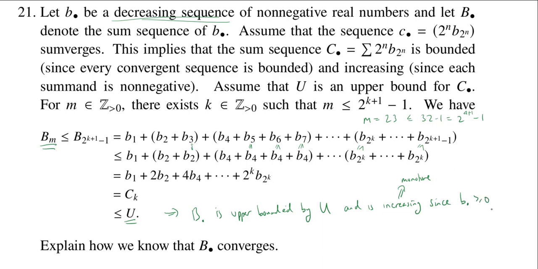And look, if I have an upper bounded increasing sequence, I'm just done, right? This implies by the monotone convergence theorem that B dot converges. Like, that's the whole thing, right? Oh my gosh, we had to read all that, and then it just turns out it's just the monotone convergence theorem. B is upper bounded by U, and it's increasing, so it converges. Wow, that was a lot.